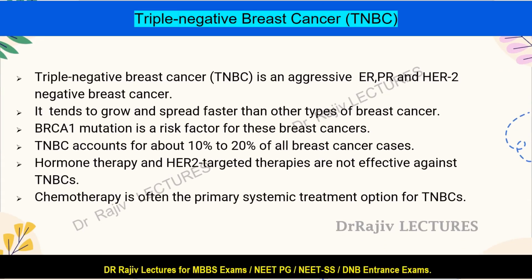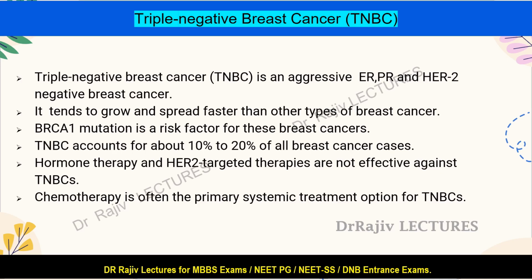Triple-negative breast cancer is an aggressive type of breast cancer where the cancer cells lack estrogen and progesterone receptors and do not overproduce the HER2 protein. Means these are ER negative, PR negative, and HER2 negative breast cancers. These are different from other ductal breast cancers because these may express molecular markers found in basal or myoepithelial cells of mammary ducts. BRCA1 but not BRCA2 mutations are thought to be a risk factor for the development of these breast cancers. Triple negative breast cancer is very aggressive in nature and tends to grow and spread faster than other types of breast cancer.